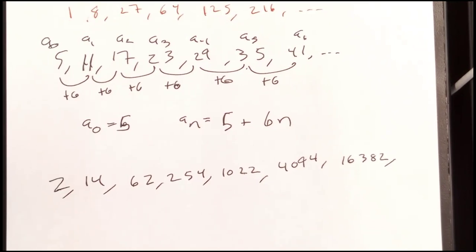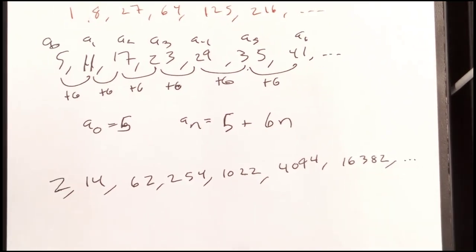Here's another sequence. I'm pretty sure this is not arithmetic. To get from the first to the second, I added 12. To get from the second to the third, no, I did not add 12 again. That's not right.